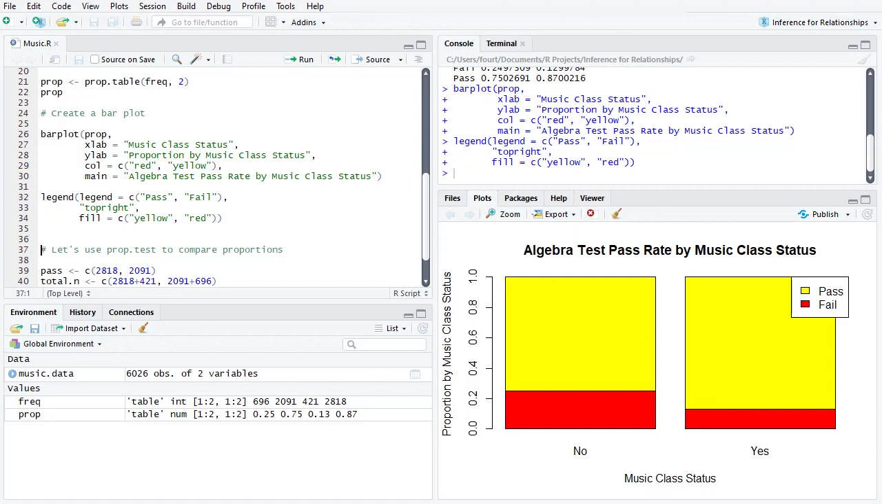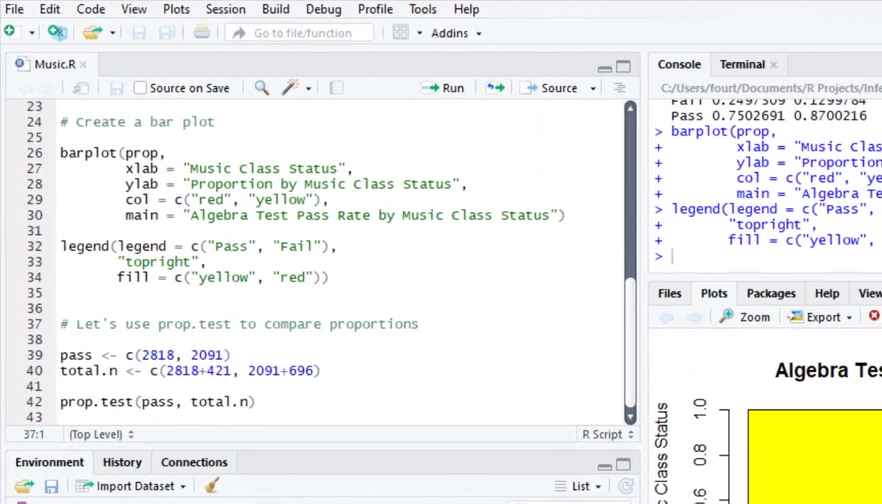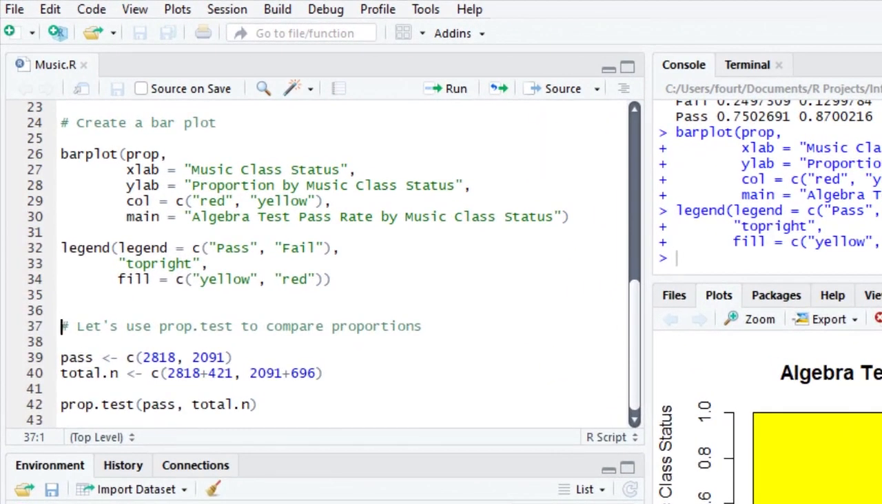Now we can use prop tests to compare proportions. You may recall that in the past, when we were looking at a single proportion, we gave to prop tests the parameters, the number in one group, and then the total number. We're going to do that again, except that we have two groups. So here's what I have to do. I have to concatenate together the number in each group that passed. So that's 2,818 in the music group and 2,091 in the no music group.